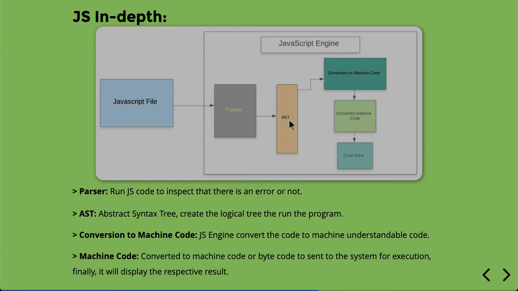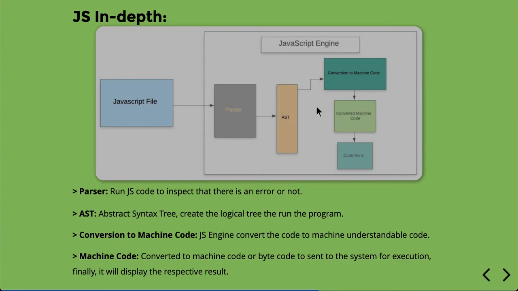And in the next stage, conversion to machine code, which helps to convert the JavaScript code to machine code, which is the code understandable by the machine. We can also say that machine code means byte code, and as we know, the machine uses binary code to understand the instructions from the developer or from the owner of the computer.